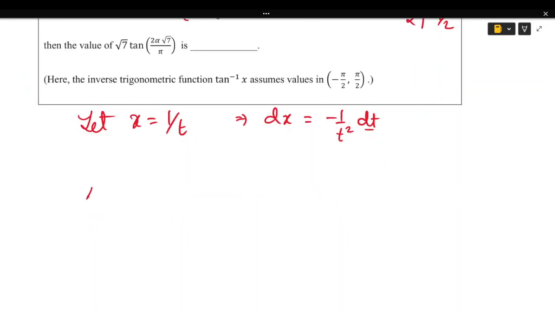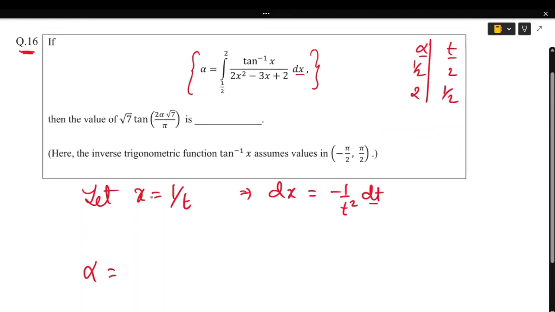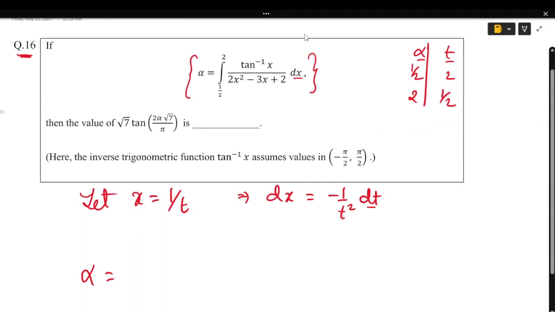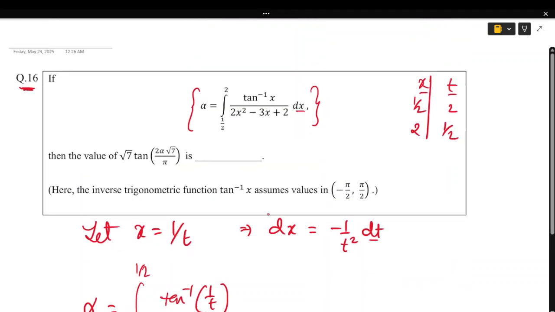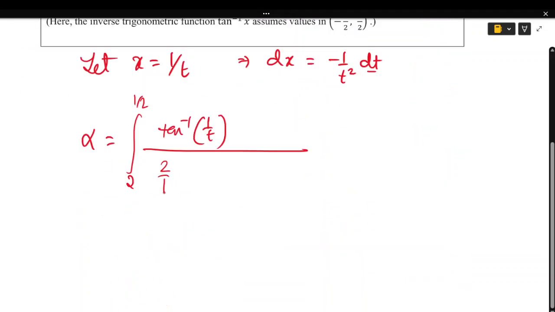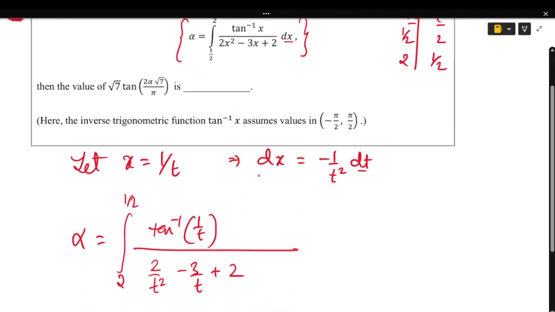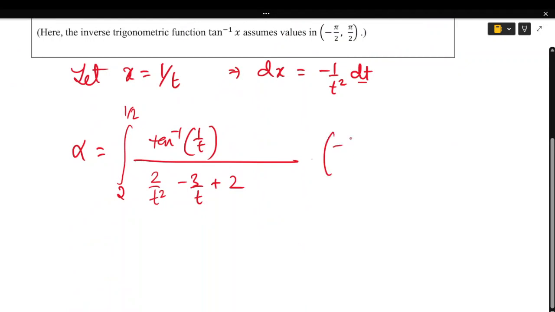So now our integral will move from, sorry, actually it is x. So x will convert. So our value of alpha will be integration 2 to 1 by 2, and in place of x we put 1 by t, and here you get 2 by t square minus 3 by t plus 2. And dx will be written as minus 1 by t square dt.